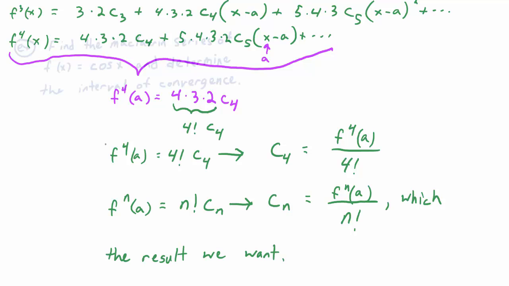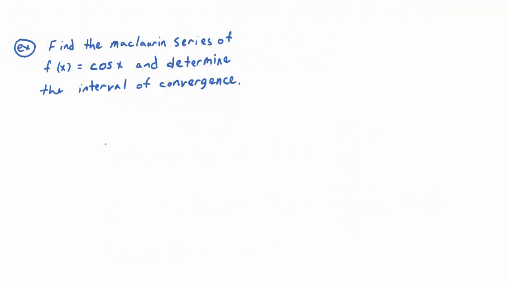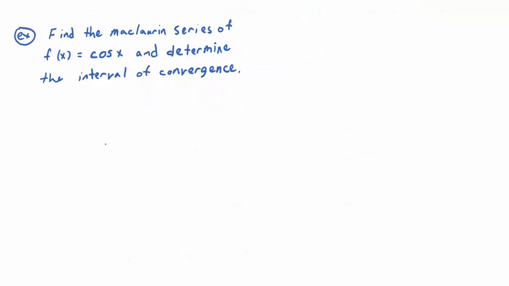Does that make sense? We're almost to the series Hall of Fame. It's going to be great excitement. But first, before we get to the series Hall of Fame, let's find one of its members in terms of a power series. Find the Maclaurin series for f of x equals cosine of x and determine the interval of convergence. So, all right, what's a Maclaurin series?